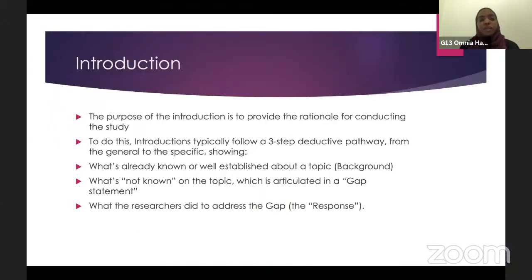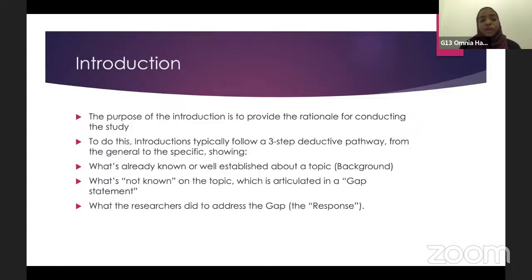So I will start the MRAD, the introduction. The purpose of introduction is to provide the rationale of conducting the study. To do this, introduction typically follows a three-step deductive pathway. So to design a good introduction or to read a good introduction, it should go from a bigger concept to a smaller concept.